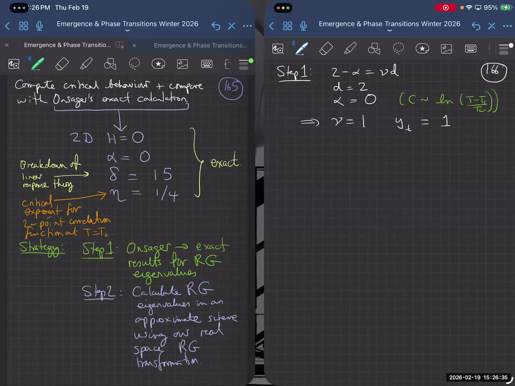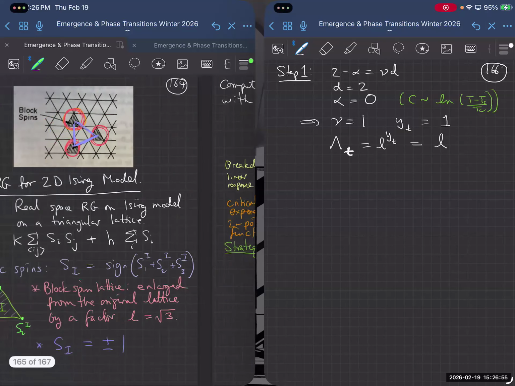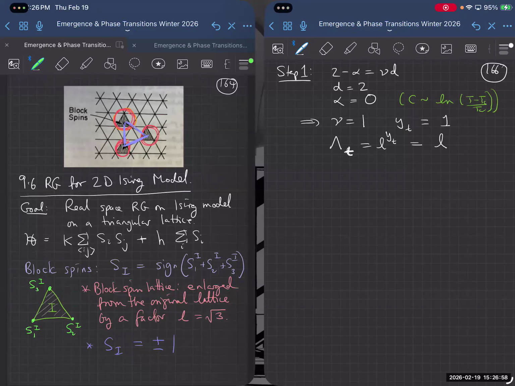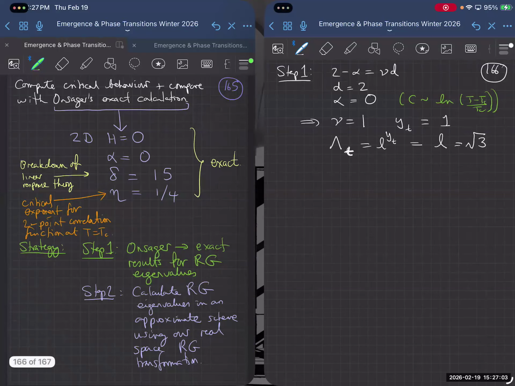Okay, if yt is equal to 1, I know that lambda t, the renormalization group eigenvalue in the t direction, goes as L to the power y sub t, and y sub t is equal to 1. So this is L. And what is the scale of L? Well, we calculated that from the picture. L is equal to √3. So what that means is that if we did this calculation precisely, we would get that the renormalization group eigenvalue in the temperature direction should have the value of the square root of 3.